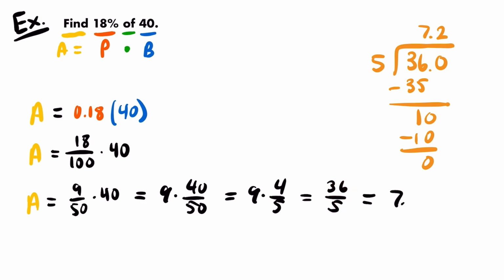All right, so we get 7.2. That is the final answer to this problem. 7.2 would be 18% of 40. Okay, and so that's it for this example. Let's move on to the next one.